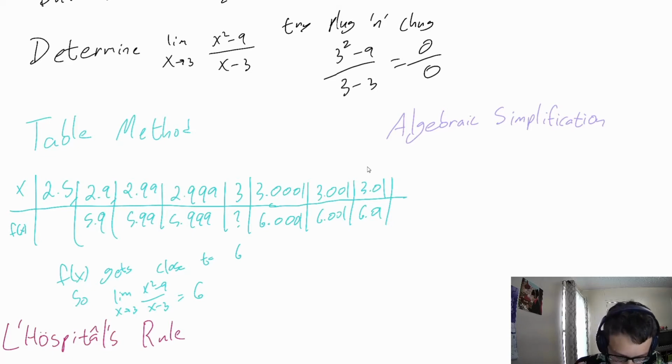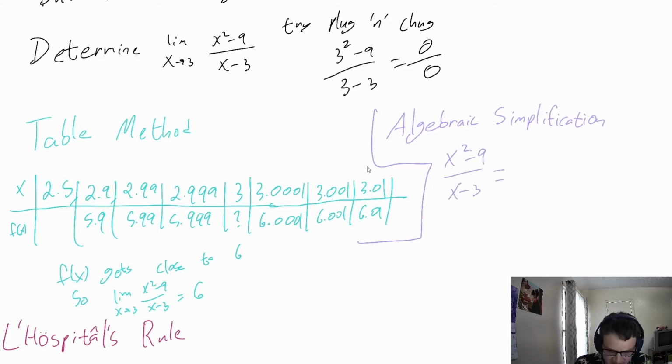A better solution, possibly better, is the method of algebraic simplification. So what do I mean by algebraic simplification? I mean, we can take this thing here, rewrite it, get some cancellation on top and bottom, and then take the limit by just plugging in. So x squared minus 9 over x minus 3, well, we can break apart the top. X squared minus 9, that's a difference of squares. So this becomes x plus 3 times x minus 3 all over x minus 3.